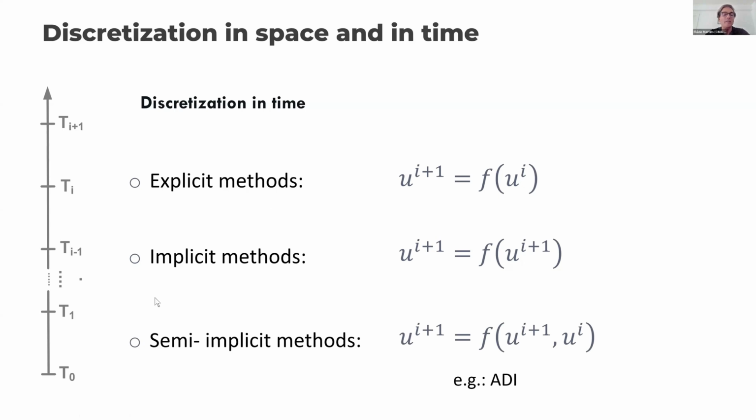Nowadays, almost all the models are semi-implicit. It means that they are implicit in a certain direction and explicit in the other direction, okay? And this may seem a bit strange and not logical.